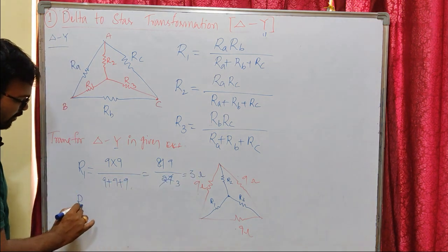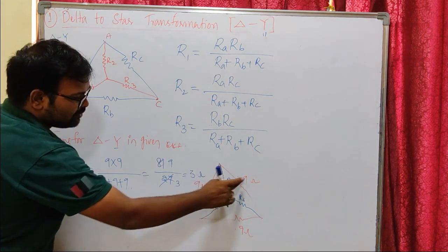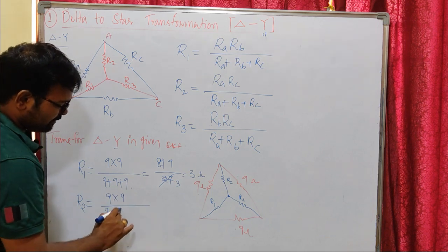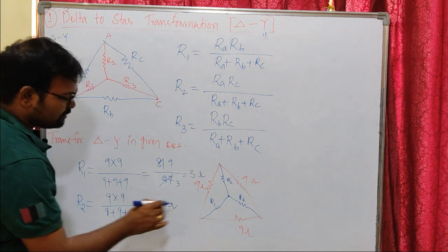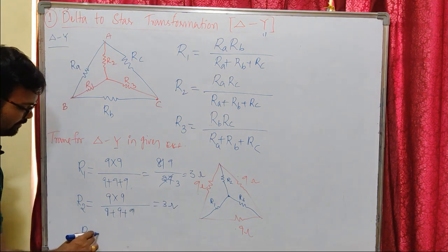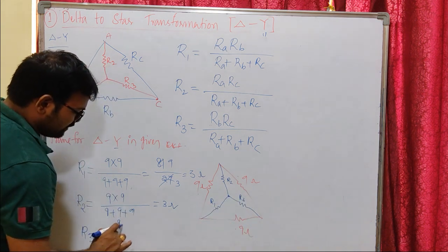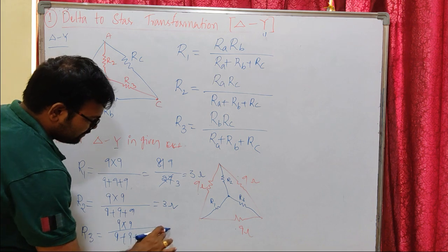Similarly we are going to find R2. R2 is the resistor available here. So either side resistors are 9 into 9 by 9 plus 9 plus 9, 9 into 9 by total resistance 9 plus 9 plus 9. So this will also become 3 ohms. And similarly R3, which is available here. Either side resistors are 9 ohms into 9 ohms, 9 into 9 by total resistors 9 plus 9 plus 9. So this is also 3 ohms.